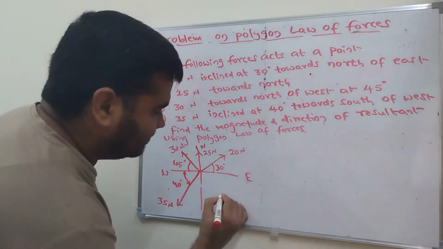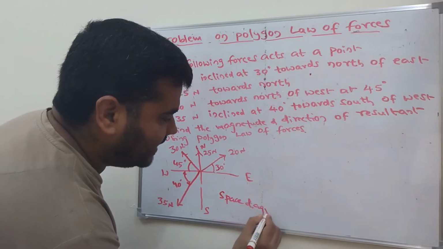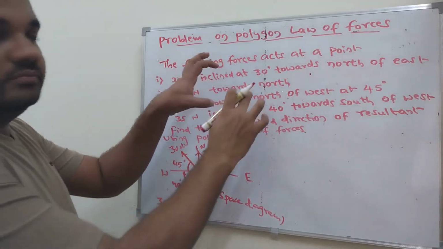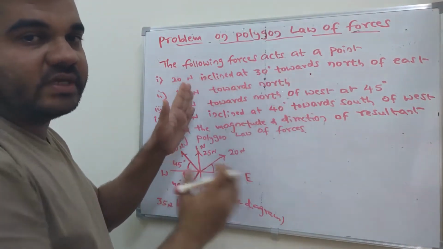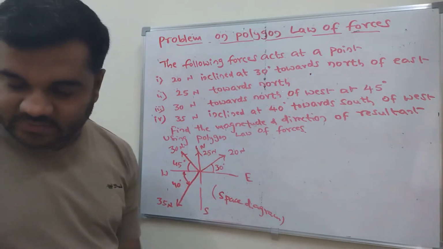This is the space diagram. Okay, what do you mean by space diagram here? Space diagram is, you need to read the problem. After reading the problem, you need to construct a diagram. That diagram is called the space diagram here.